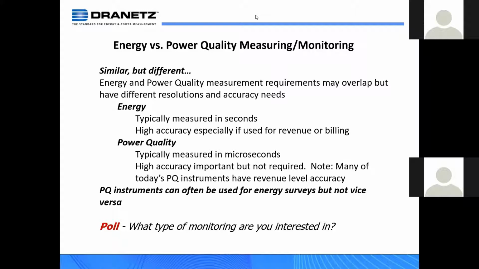Okay, so we'll just share the results here, and you can see your results. About 53% of you had applications for both, 43% are PQ only, and only 4% of you who answered the poll have an interest in energy monitoring. So thank you very much. I appreciate that. Okay, so let's continue.